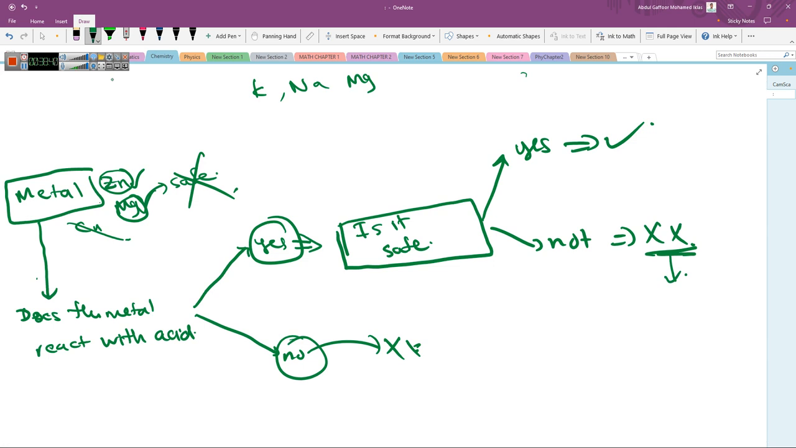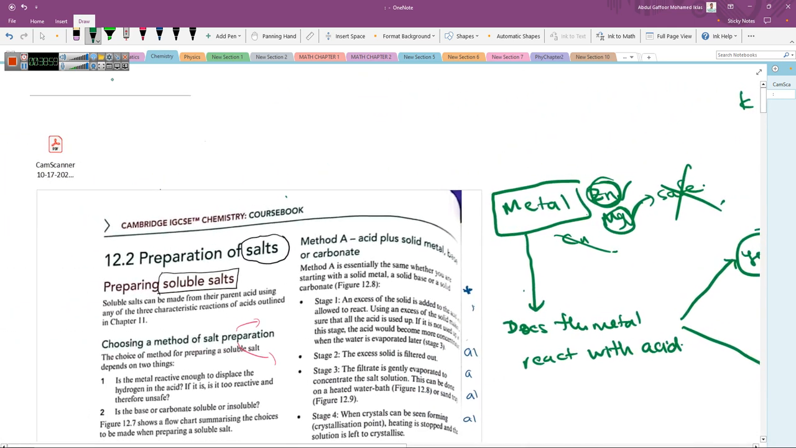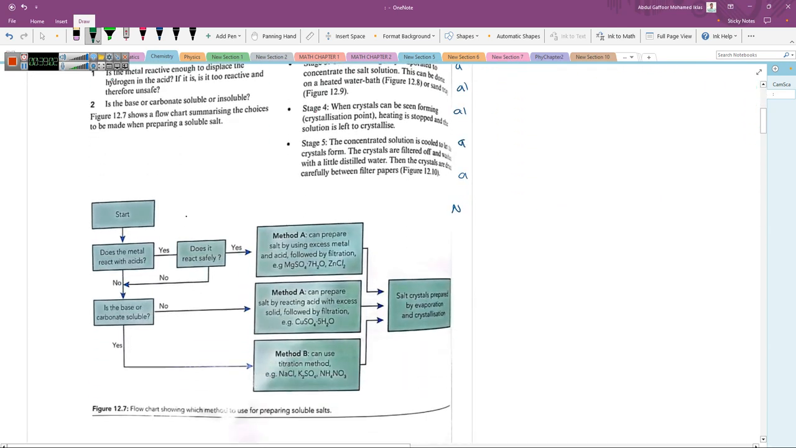If the answer for the first and second question is yes, only then we will take the metal and make it react with acid. Okay, right? So we will take zinc and make it react with HCl. So we will get zinc chloride. Okay, so we will just see this diagram. Here they have given, right? So now if you take the start, we will take a metal. Now if this is yes, and we ask if it is safe, yes, right? So we will go for method A. So method A means we can use zinc in HCl, right?